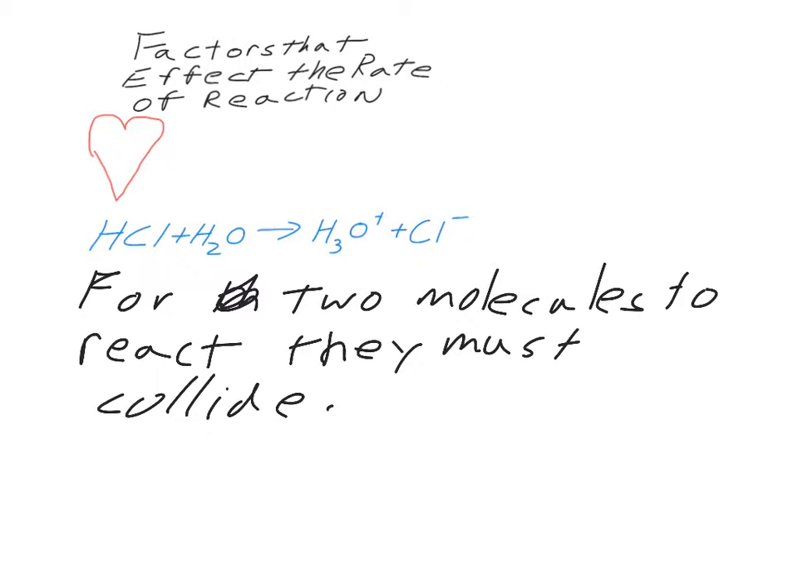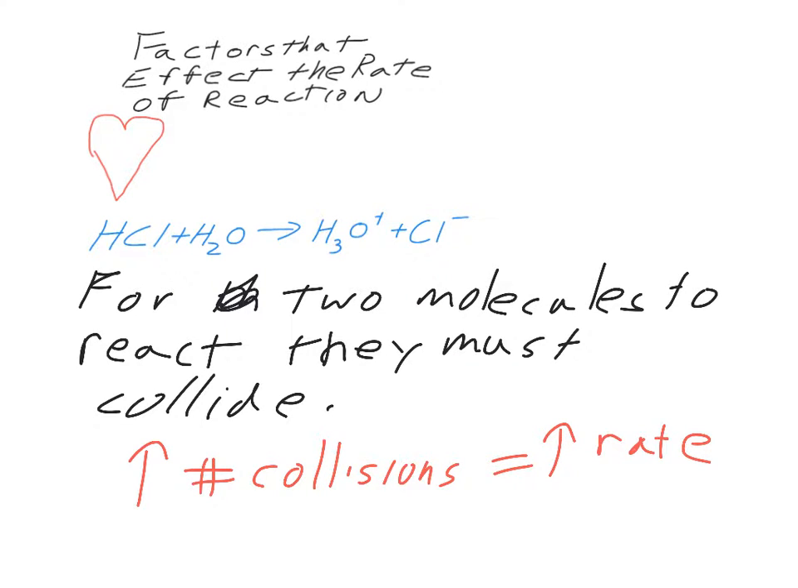So for two molecules to react, they have to collide. So anything that increases the number of collisions increases the rate of reaction. So anything we can do to increase the number of collisions increases the rate of reaction. There are two ways we can increase the number of collisions.